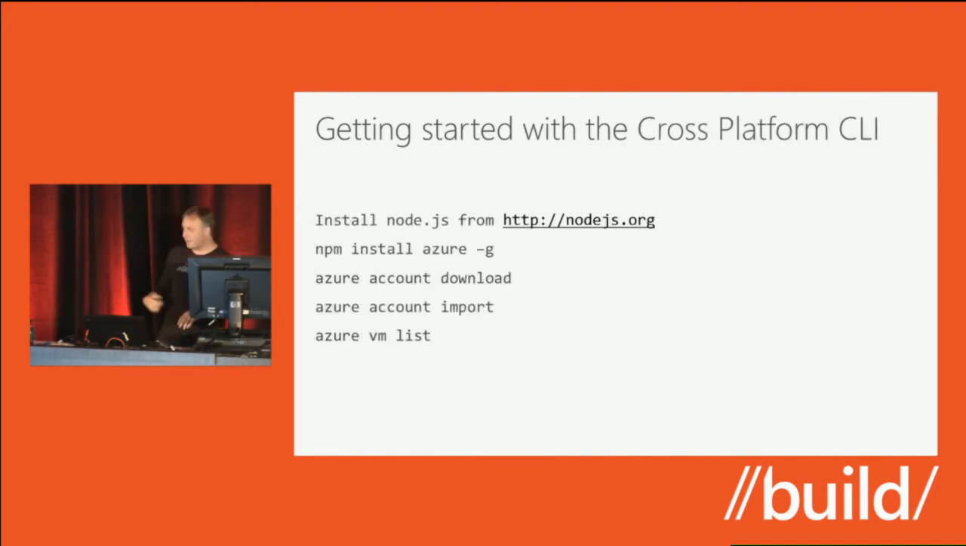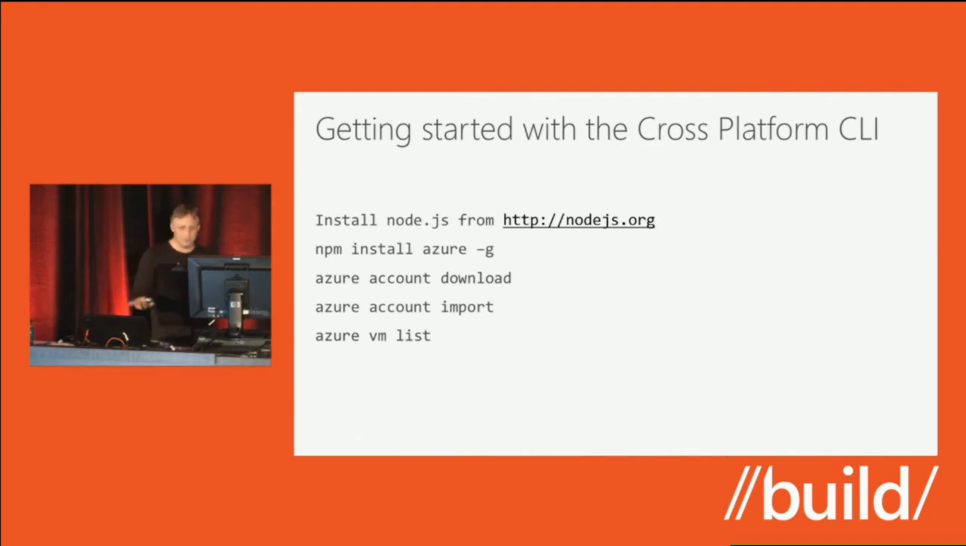Now, the cross-platform CLI tools are basically very similar. They have a different command set, but very similar functionality. The first thing you need to do with them, however, is not install a product from us, it's install a product from nodejs.org. You install the Node.js runtime. Once it's installed, you drop to a command line, you type in npm install azure -g, and it'll go down and download all of the Windows Azure Node modules.